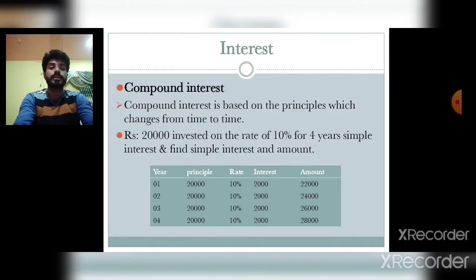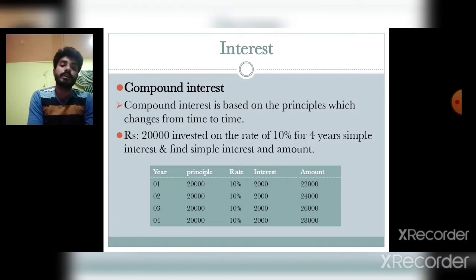Compound interest. Compound interest is based on principals which change from time to time. For example, rupees 20,000 invested at the rate of 10% for 4 years. Find the simple interest and amount. Here I have made a table of compound and simple interest computation with 5 columns: years, principal, rate, interest, and amount.